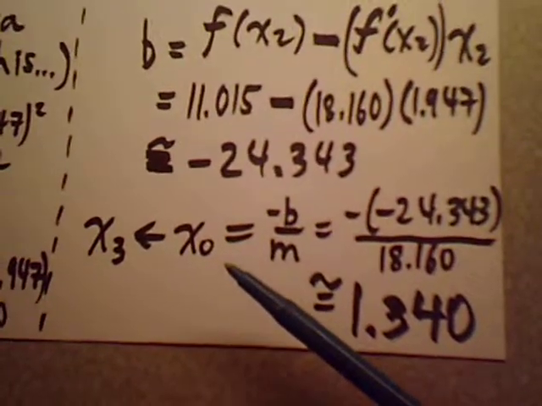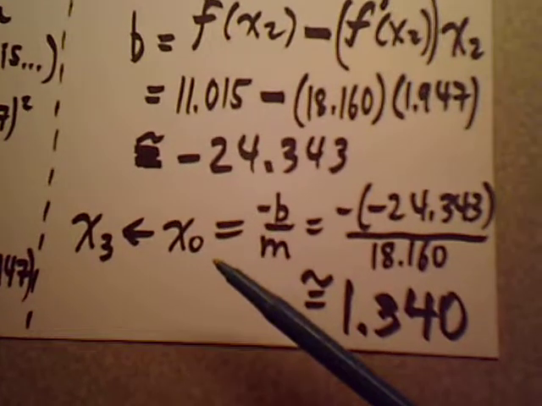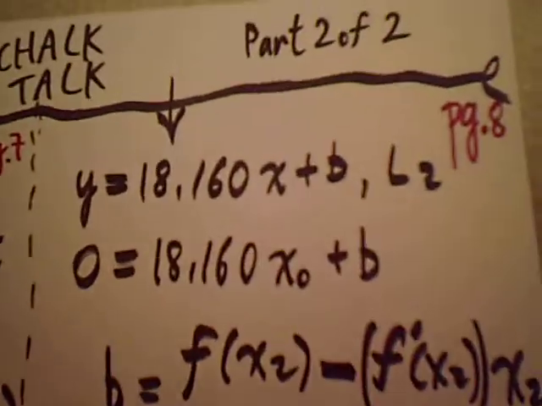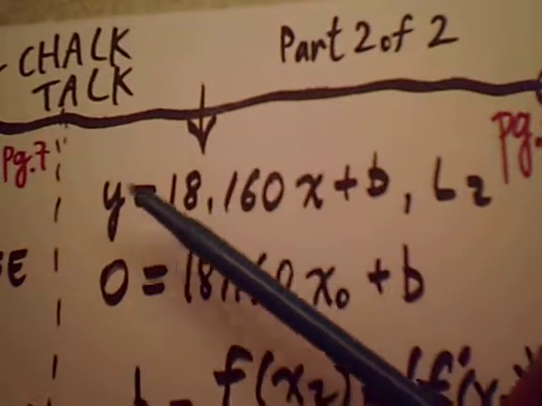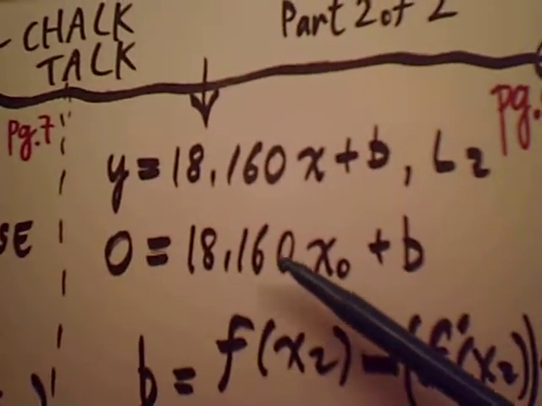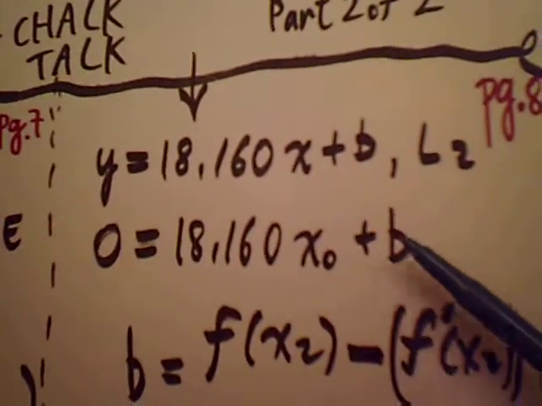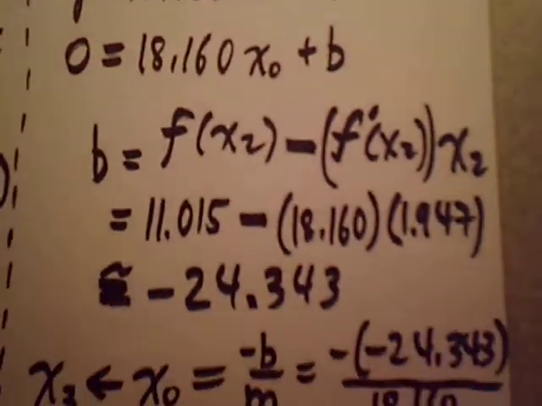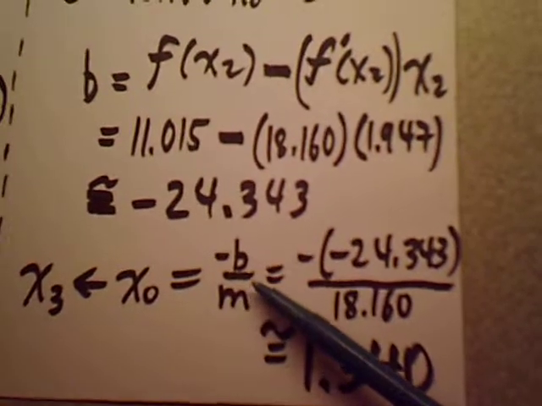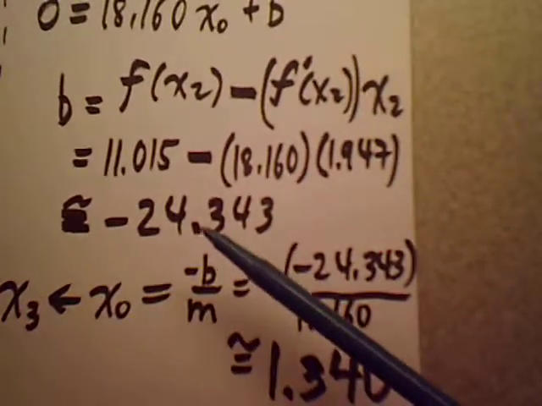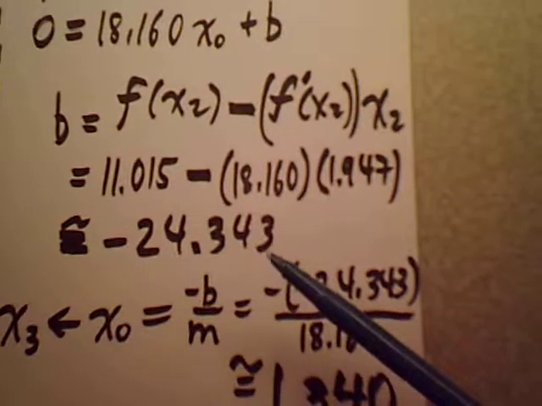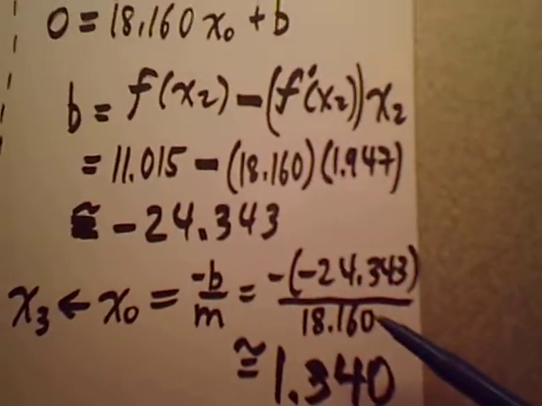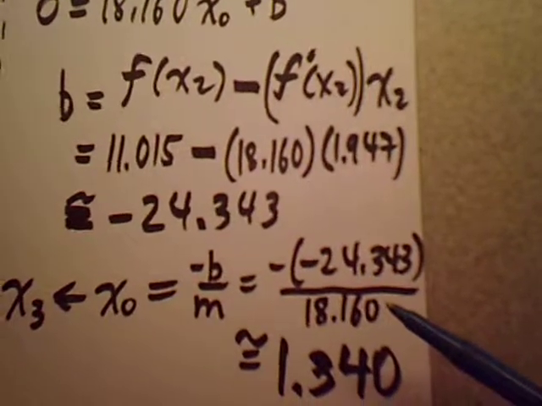From y equals mx plus b, right? If the y is 0, we can solve for the x-intercept by subtracting b and dividing by the slope m, so negative b over m. There it is there. And we have a negative number for our y-intercept, so the b is negative, so negative negative is positive. And we have our 18.160 value, which we got.